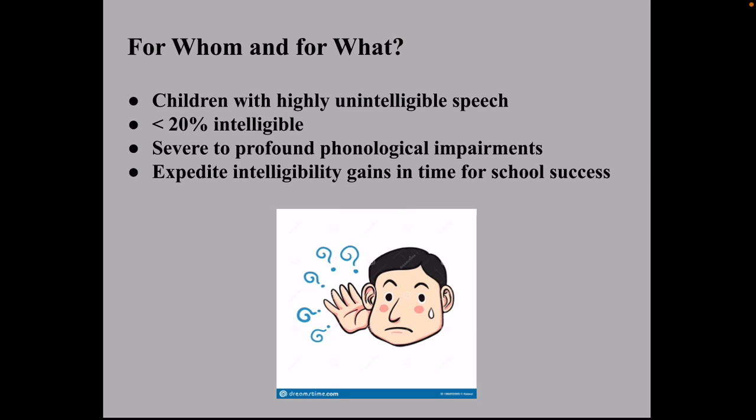The goal of this treatment is to expedite intelligibility gains in time for school success, because high unintelligibility upon entering school leads to excessive difficulty with reading and writing, and that can lead to a downward spiral throughout the school years. So this is something that we want to target early on in kids before they start their schooling.